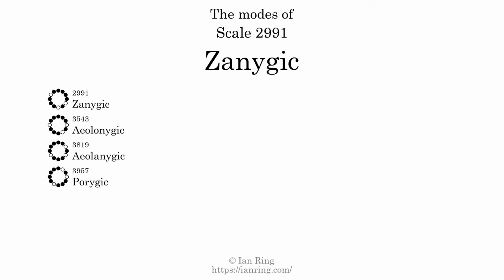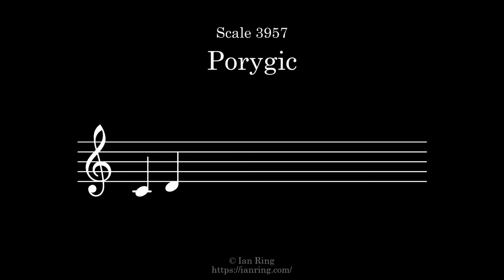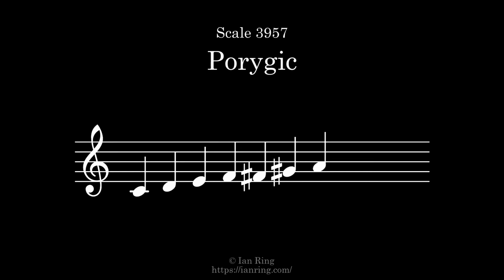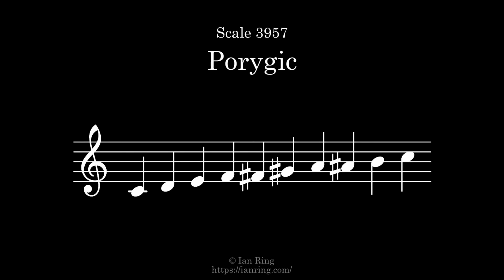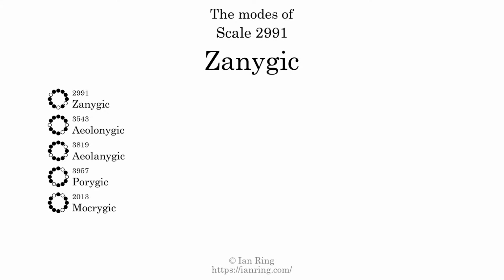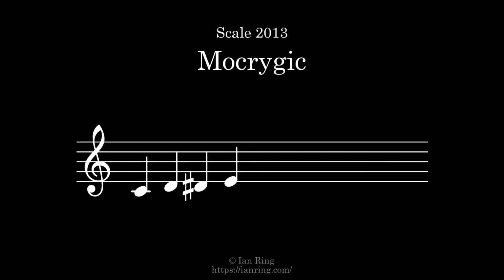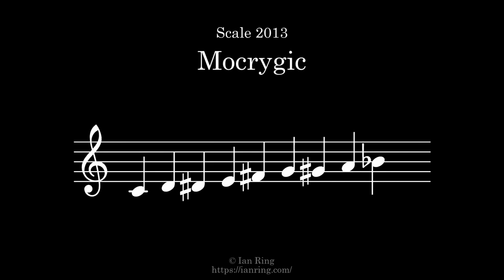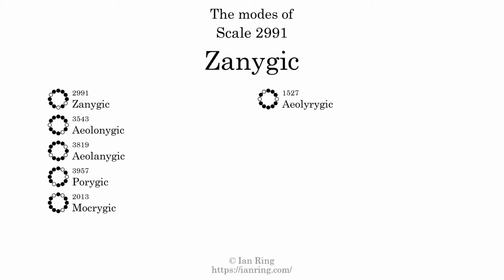The fourth mode is scale 3957, also known as Zanygic. It sounds like this. The fifth mode is scale 2013, also known as Zanygic. It sounds like this. The sixth mode is scale 1527, also known as Zanygic. It sounds like this.